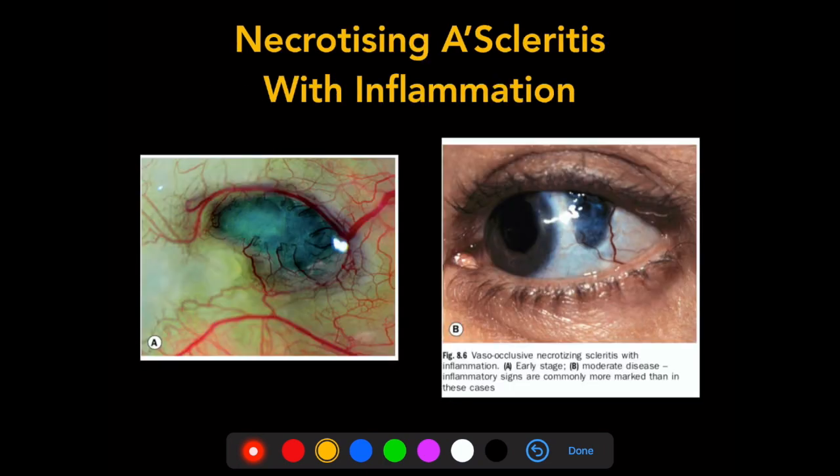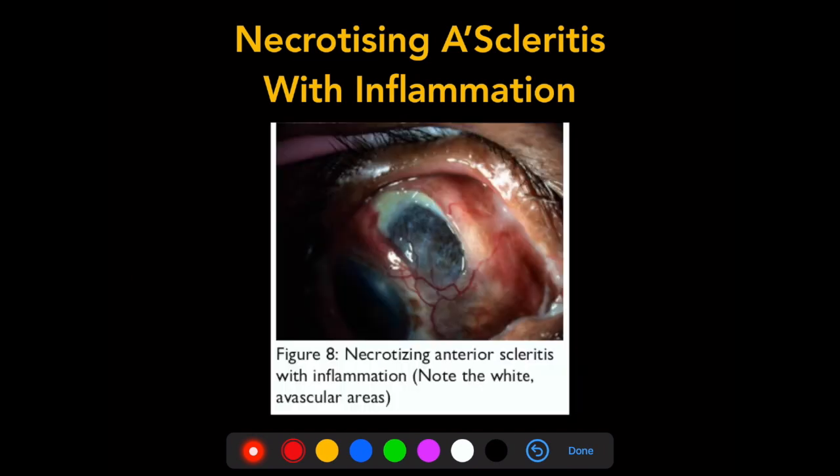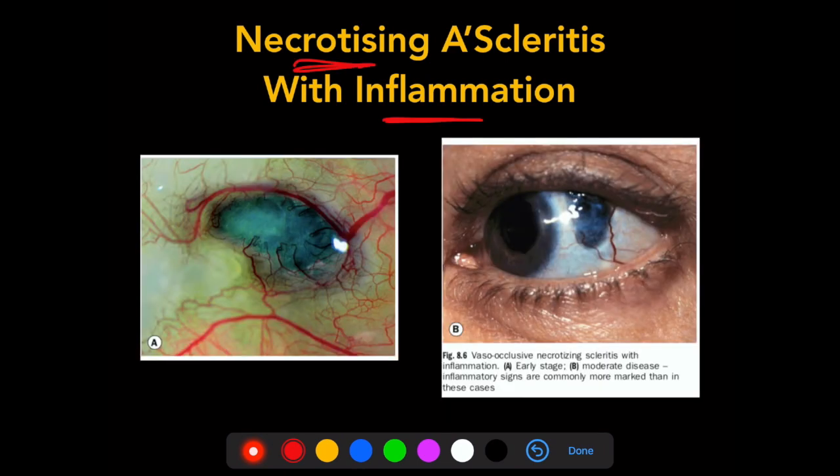Now, the necrotizing anterior scleritis with inflammation. This is a very important point because you can see inflammation here and it is necrotizing. So far we have seen the non-necrotizing, but this is the necrotizing one. Just understand this. You can see this avascular necrotic plaque. It is necrotic. It is avascular, which means it is ischemic. So it's an ischemic necrotic avascular patch or plaque on the sclera. This means the scleral inflammation is severe enough to cause necrosis of the sclera.